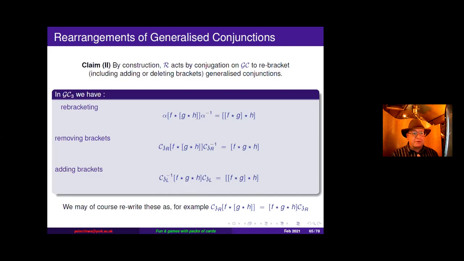And because these are acting by conjugation, we can start writing down things that look somewhat like naturality. Now, I'm being very careful here not to try and force things into a framework where they don't necessarily fit. Again, as I said at the beginning, what I'm trying to do here is to be descriptive, not to try and build examples of something or other. I simply want to describe how rearrangements behave, how they interact with card shuffles.